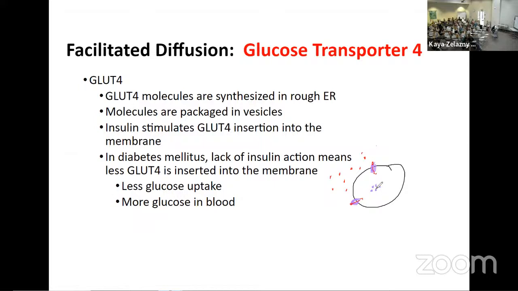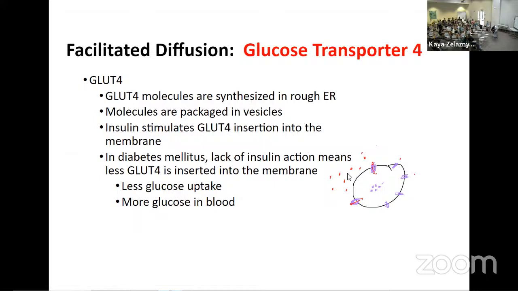Insulin is going to take these GLUT4 molecules that are waiting in a vesicle. It's going to insert them in the membrane, right? So with insulin, we now have more transporters on the outside, which means now we can speed up our facilitated diffusion of glucose.